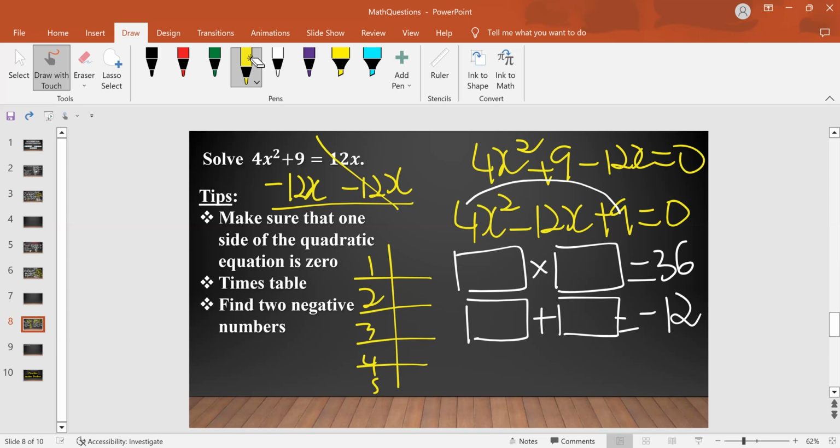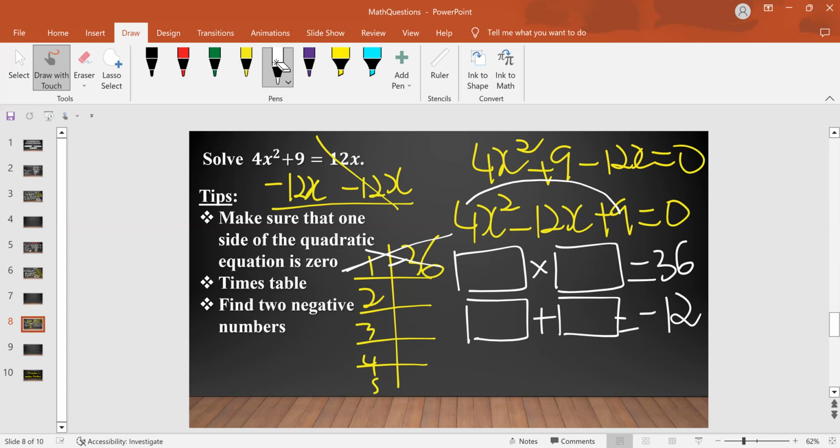two numbers are negative. So we're going to have a 36 here, but because we need two negative numbers, we're going to say -1 and -36. Yes, that gives you positive 36 if you multiply. But the sum gives you what? -37, which is not the case here, so it doesn't work.